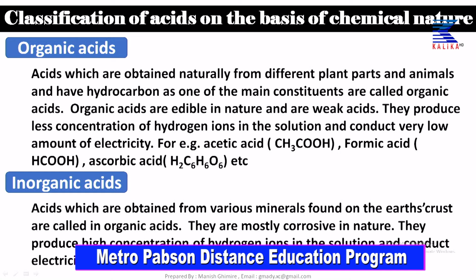Organic acids are edible in nature, meaning they can be consumed, they can be eaten. They produce a less concentration of hydrogen ions in the solution and conduct a very low amount of electricity. I talked about this fact already before. For example, acetic acid, formic acid, ascorbic acid. You can see their molecular formulas there. The formula of acetic acid is CH3COOH, formic acid is HCOOH, and ascorbic acid is H2C6H6O6. This is the molecular formula of each of them written there.